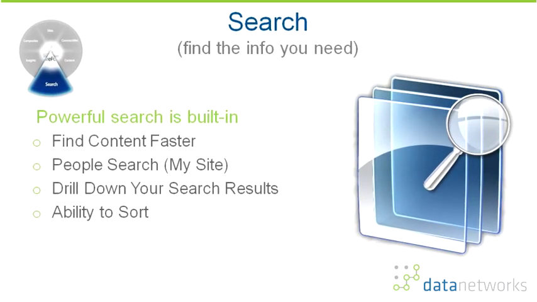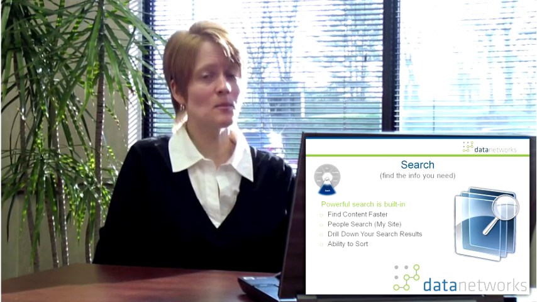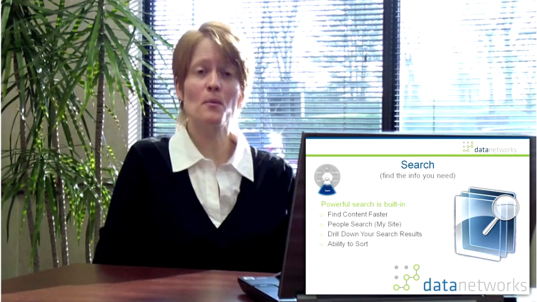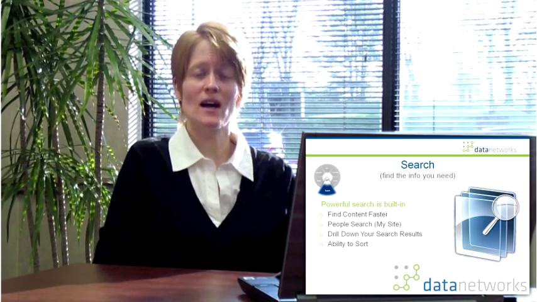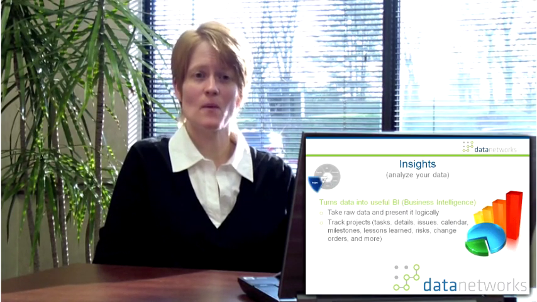Search. This is about finding the information that you need, being able to find content faster and easier. And not only can you find documents, you can also search for people. So if you think about it on the My Sites, you can search for people as well as some of the profiles that the people put on their website. So for example, if you need to find someone by department, you can actually look at that and find them through the search that way.